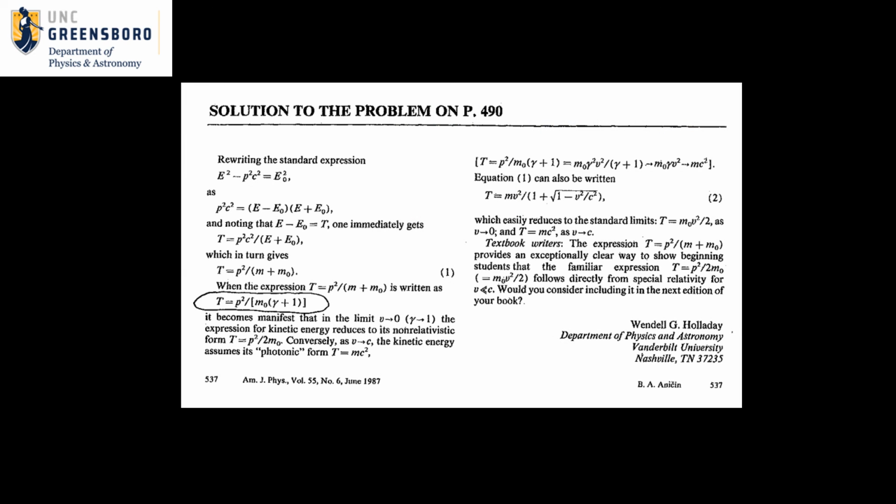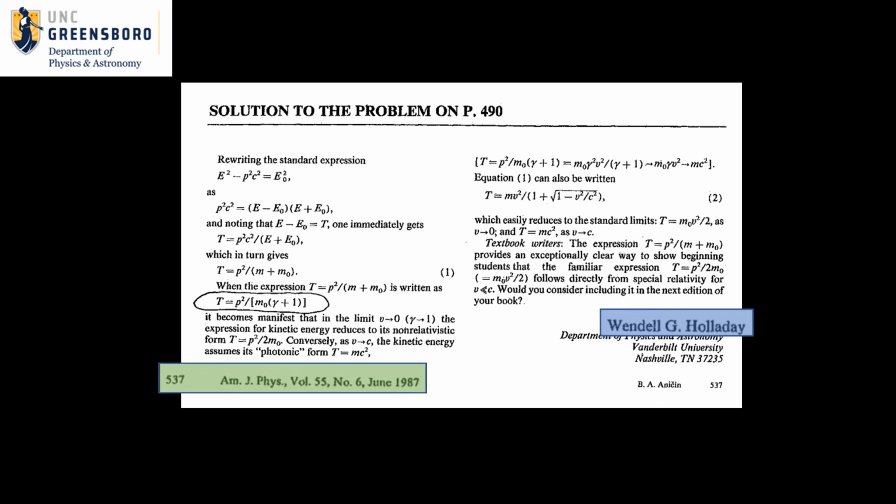To the best of my knowledge, this formula was first published or presented by Wendell Holliday back in 1987. He published this in the American Journal of Physics. And right here you can see the formula. Notice that instead of using m, he's choosing to use m naught. That's how he chose to represent the rest mass.